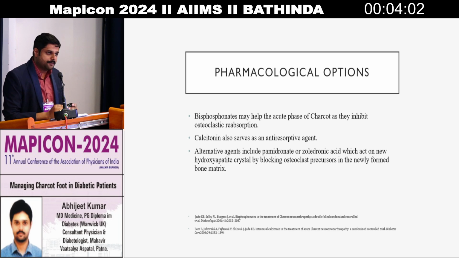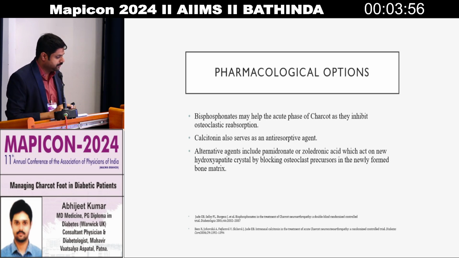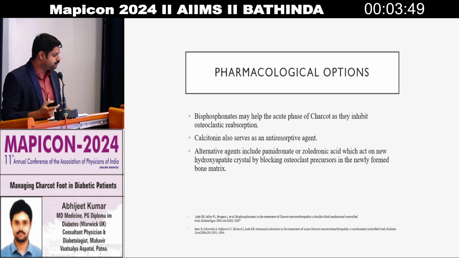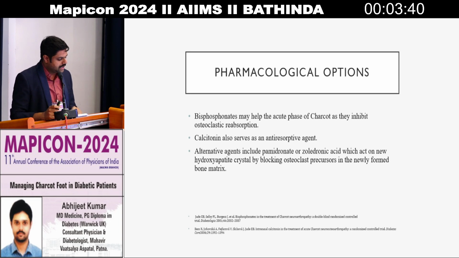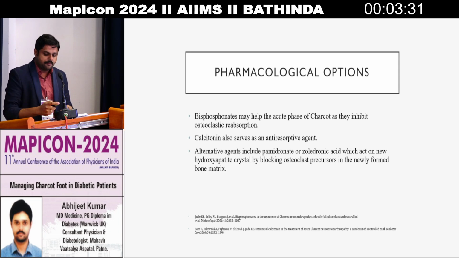Are there pharmacological options? Well, there are pharmacological options, but till date, they have not been proven to be of much great benefit. Bisphosphonates can be used, and they help the acute phase of Charcot as they inhibit osteoclastic resorption. Calcitonin is an excellent alternative in patients with renal dysfunction. We also have pamidronate and zoledronic acid, which can act on the new hydroxyapatite crystals by blocking osteoclast precursors in the newly formed bone matrix.